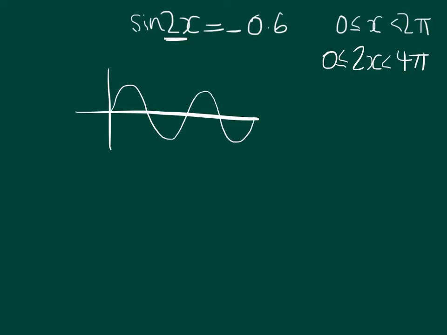Okay, and then we can draw, well, this is our x-axis, this is our y. We can draw a line at y equals minus 0.6, and we can see we're going to get 4 solutions.